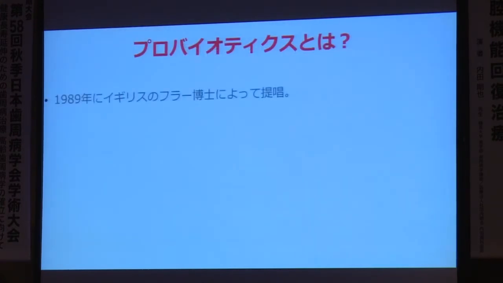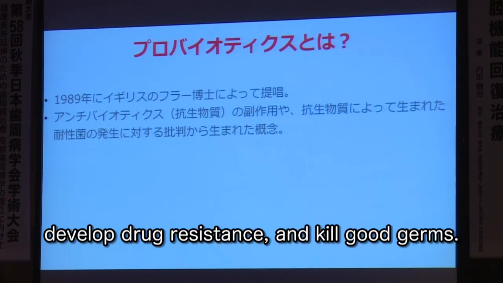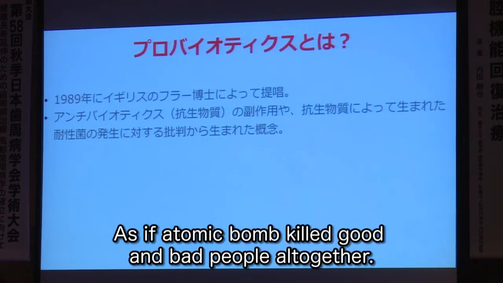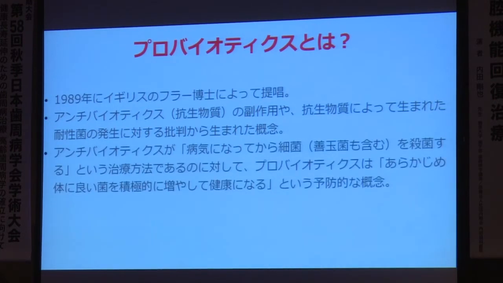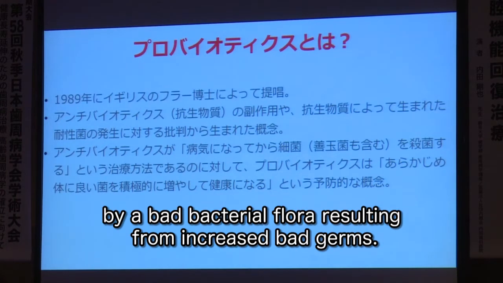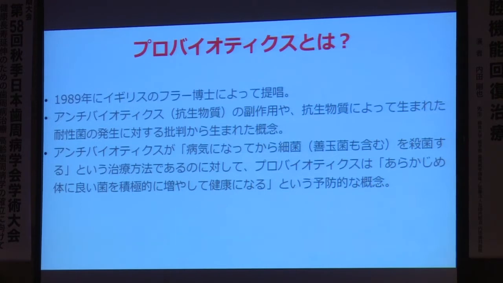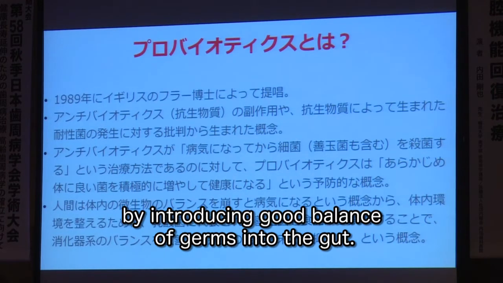What is probiotics? As I said, antibiotics cause side effects, develop drug resistance, and kill good germs. As if an atomic bomb killed good and bad people altogether. Probiotics proactively increase good germs in our body first. This comes from a concept that illness is caused by a bad bacterial flora resulting from increased bad germs. In short, probiotics help maintain the immune system by introducing a good balance of germs into the gut.